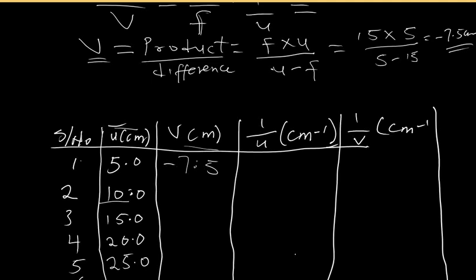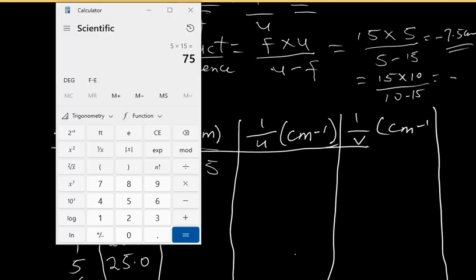So let's go with 10. Applying the value here, that's 15 times 10, then 10 minus 15. So I'm having 150 divided by minus 5, that should be minus 30, if I'm not mistaken. 150 divided by 5, minus 30.